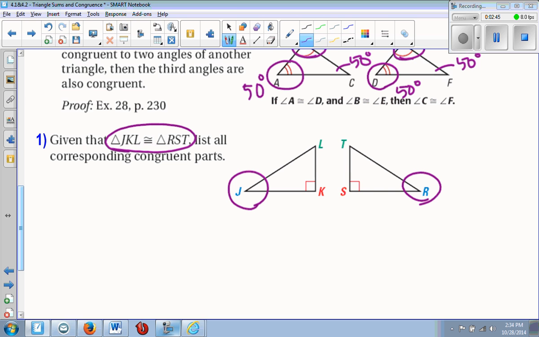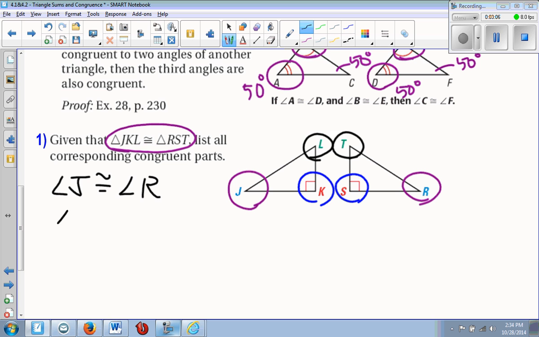Same thing is true about angle K and angle S. If you notice, they both go second in their congruent statement. And the same can be said about L and T. They both go last in their congruent statement. So each one of those pairs is a pair of corresponding parts. Angle J congruent to angle R, angle K congruent to angle S, and angle L congruent to angle T. So even without the picture, you would still be able to match up the angles that are congruent in one triangle to the angle it's congruent to in the other triangle.